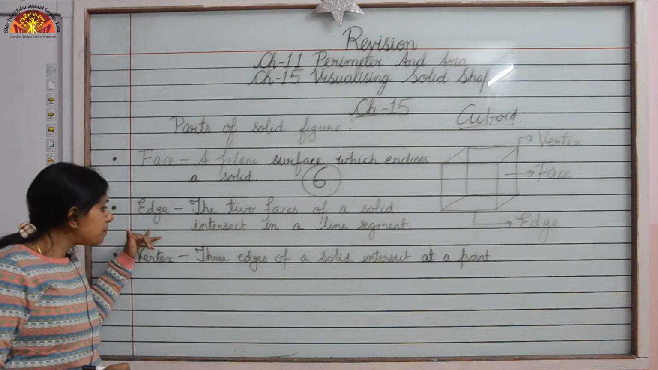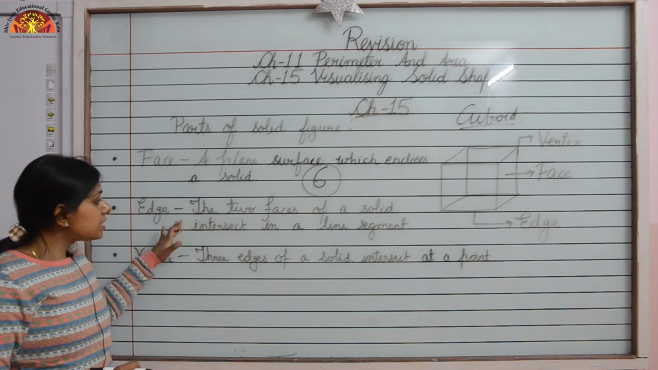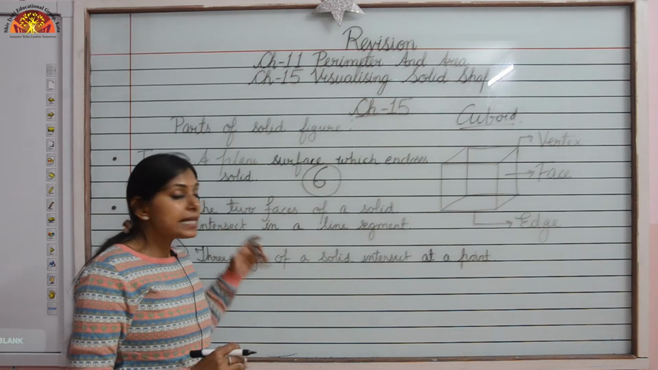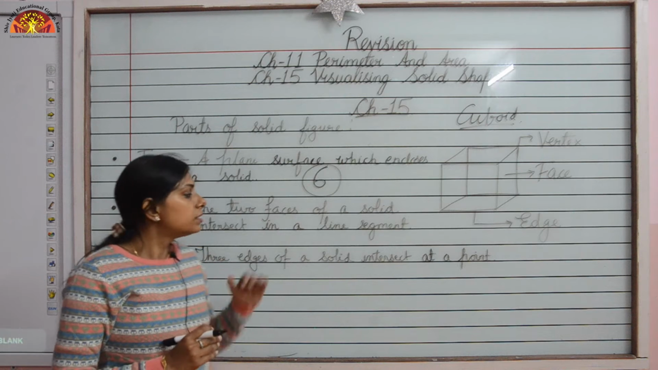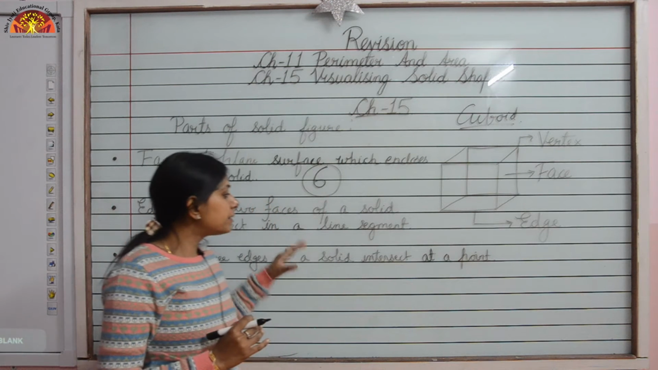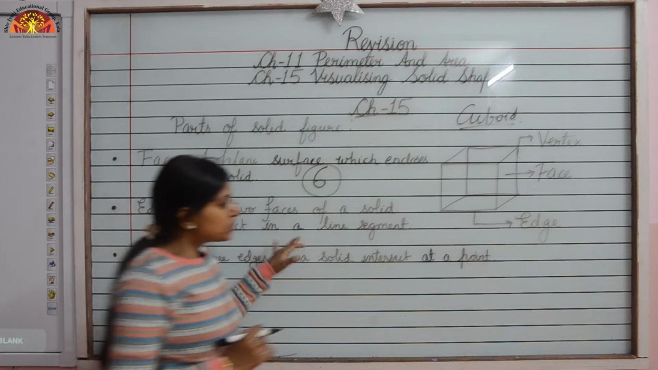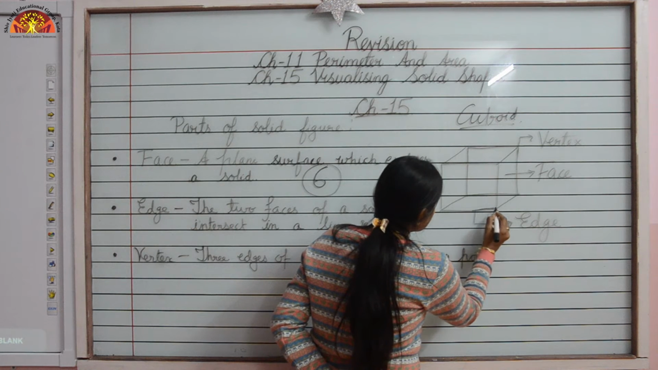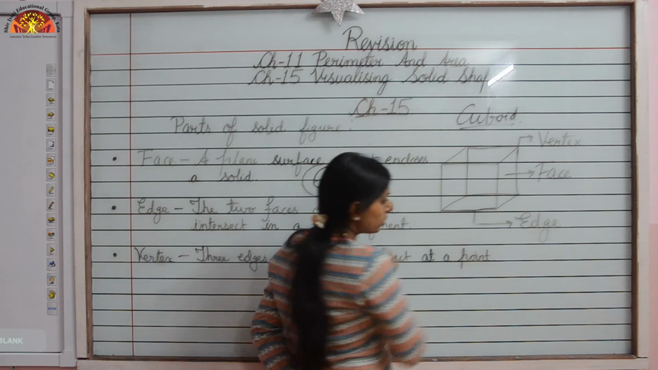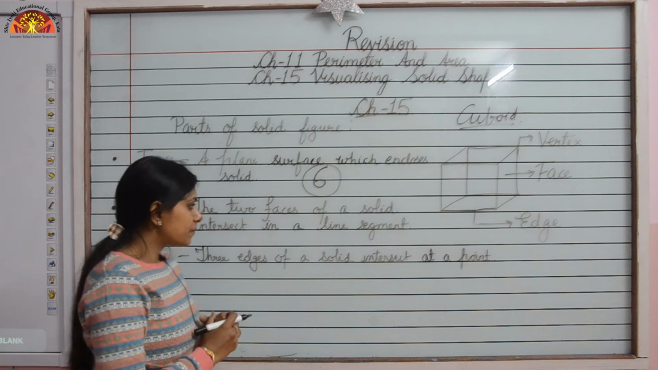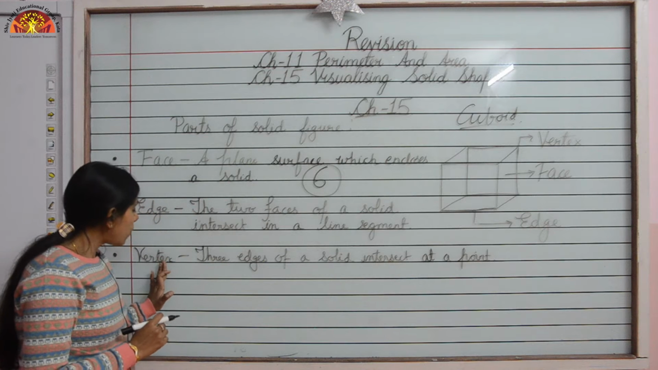Now the next part is the edge. What is the edge? When two faces of a solid intersect in a line segment, then it is known as an edge. So you can just see, children, this is an edge. It is a line segment which intersects the two faces. Now the third point is the vertex.